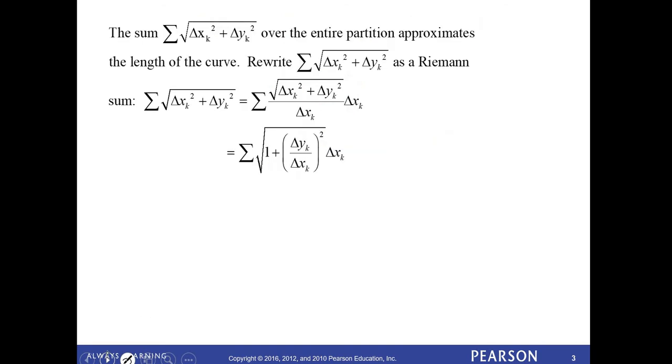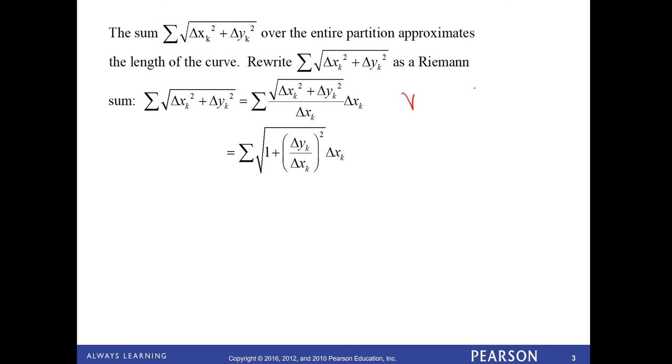Now, continuing on with our normal progression, if we take the sum of all of those little tiny segment lengths over the entire partition, that will approximate the length of the curve. So we're going to change this using some Riemann sums. Now take a look here at what they've done. I'm going to do it step by step myself.